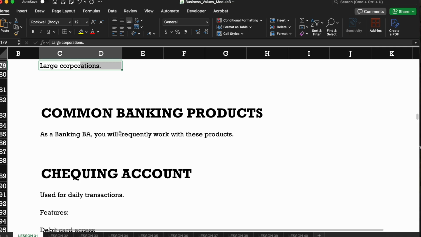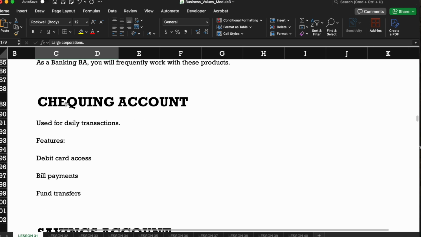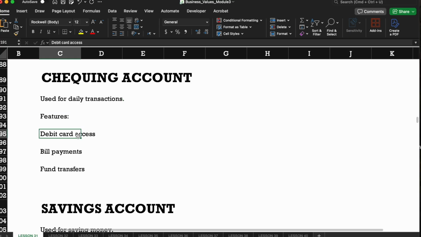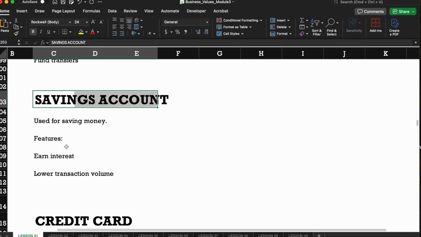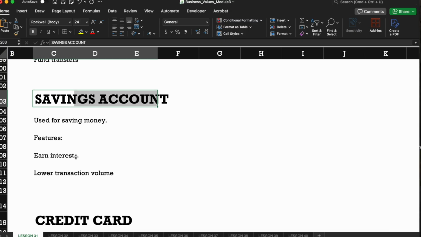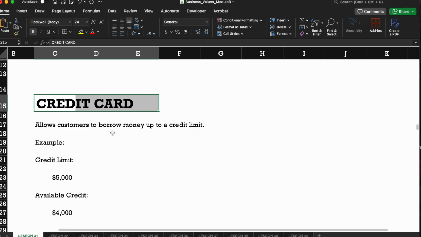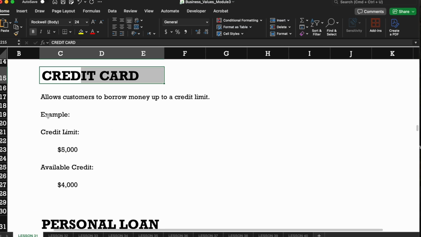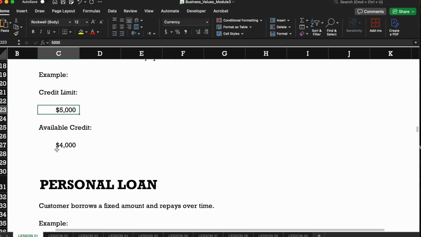Common banking products. As a banking BA, you will frequently work with these products. Checking account, used for daily transactions. Features: debit card access, bill payment and fund transfer. Savings account, used for saving money. Features: earns interest, lower transaction volume. Credit card allows customers to borrow money up to a credit limit. For example, you have a credit card limit of 5,000 or 10,000, available credit 4,000.